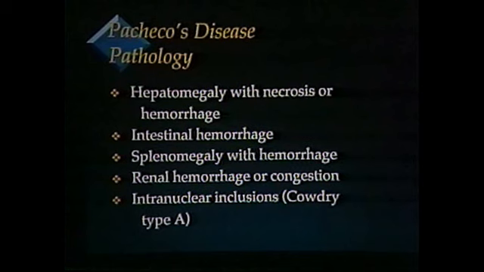As far as pathologic changes, the characteristic change of Pacheco's disease is marked hepatomegaly coupled with multifocal necrosis and hemorrhage. In addition, segmental or more diffuse intestinal hemorrhage, splenomegaly with hemorrhage, and renal hemorrhage also may be observed. Inclusion bodies in histologic sections have been classically described as intranuclear and eosinophilic, the so-called Cowdry type A inclusions. In my experience in herpesvirus infections of Psittacine birds, the inclusions will sometimes have a more basophilic cast.